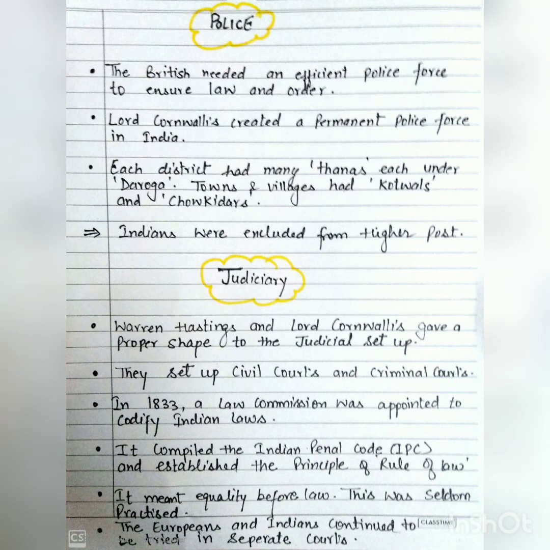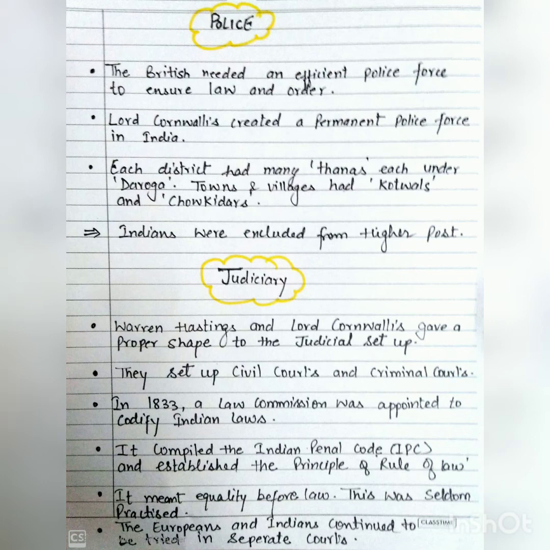The police was an effective force under the British. They succeeded in reducing major crimes like thuggee. The police, however, could never become popular with the people. Here also the same thing came: Indians were excluded from higher posts. So we have studied civil services, army and police.